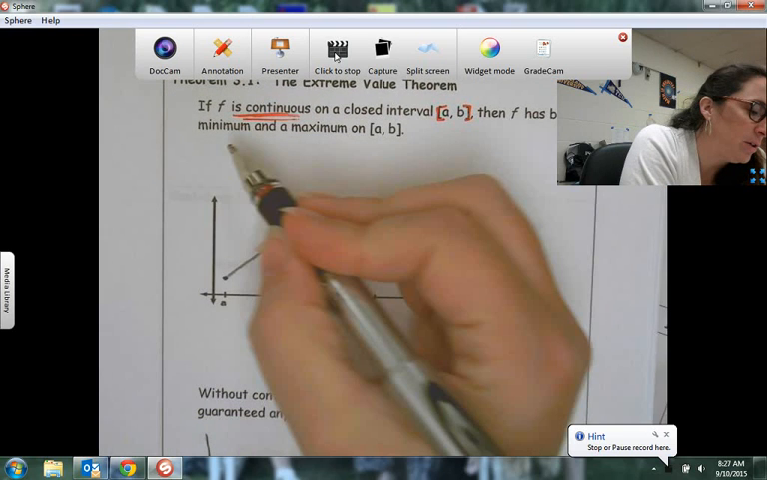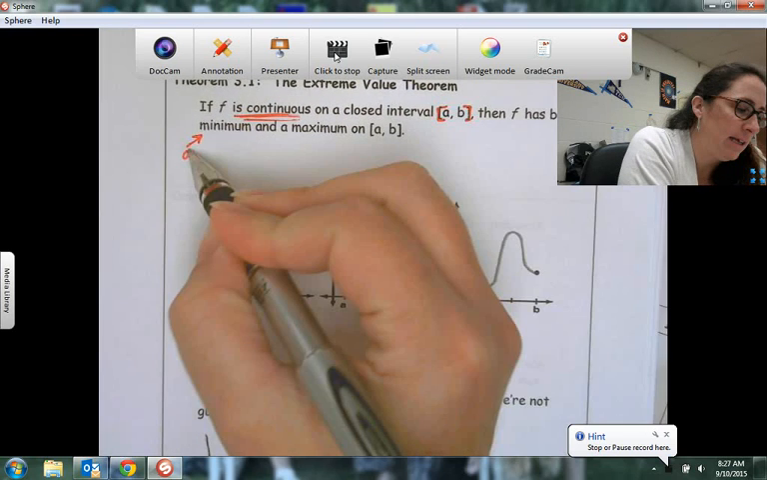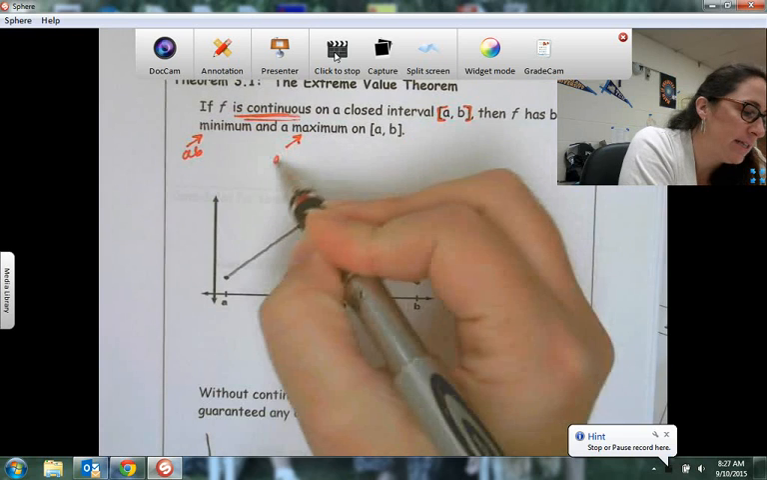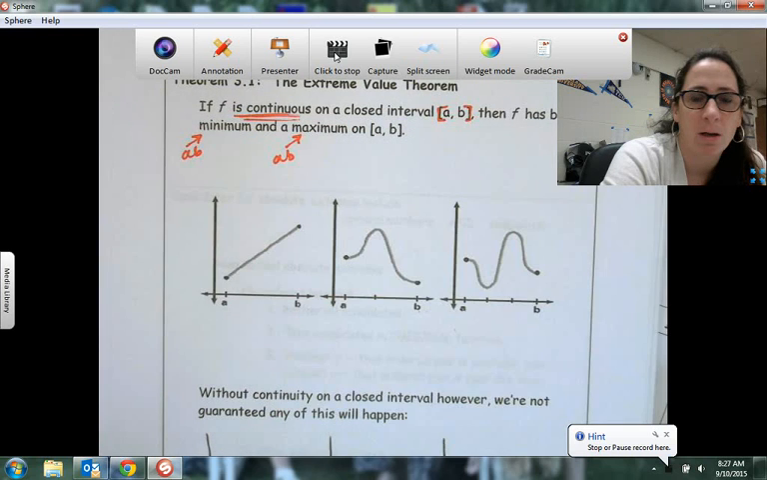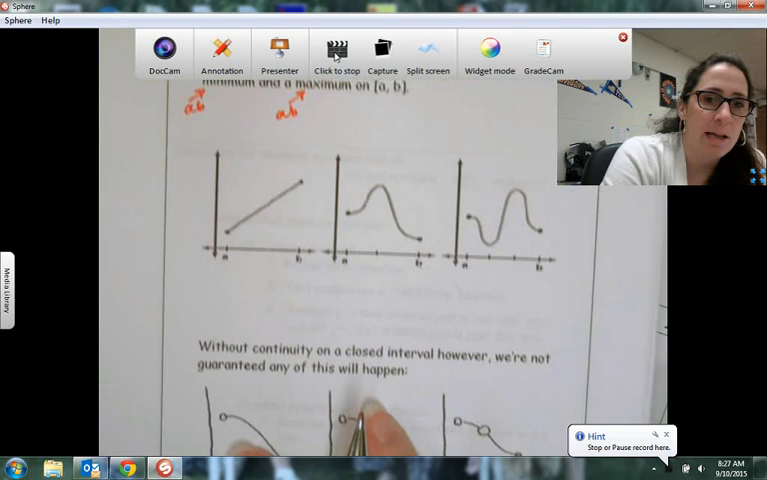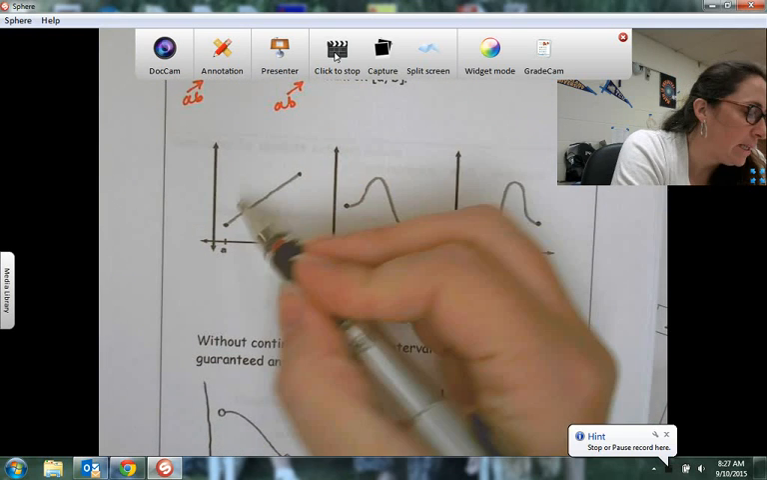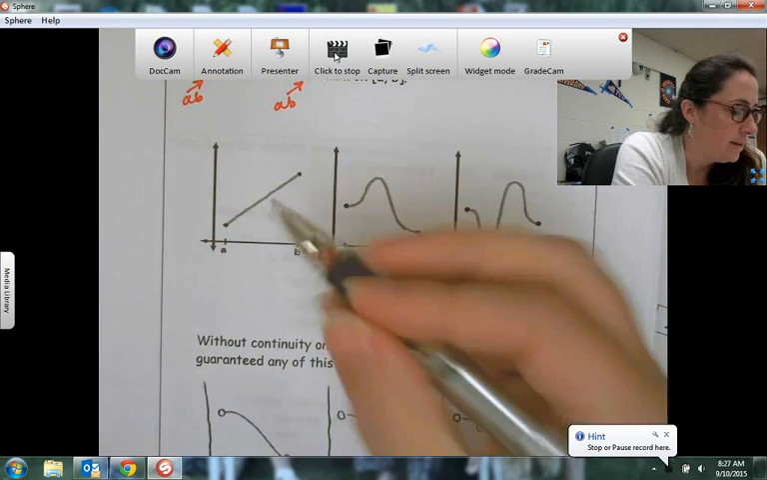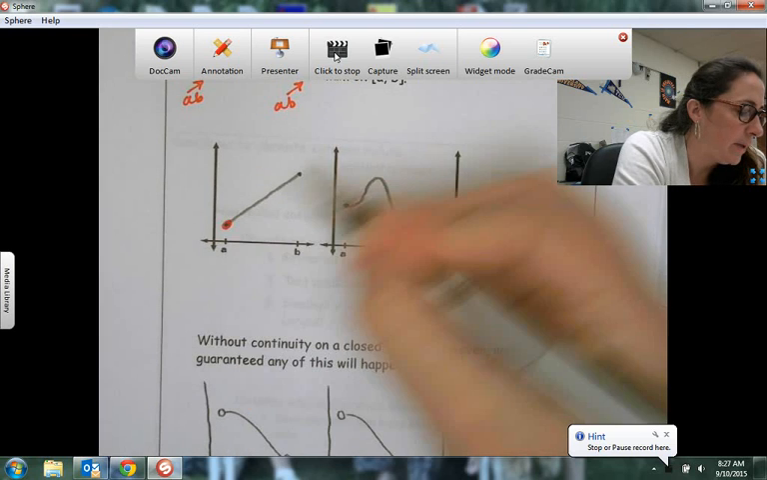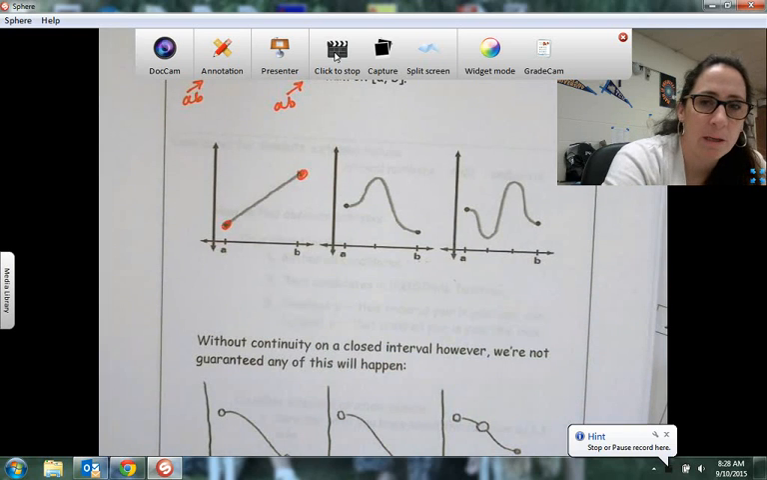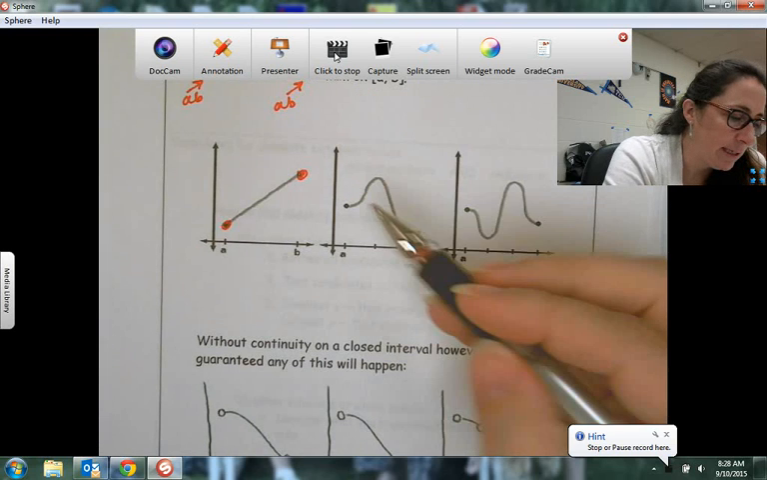So before we were seeing that the absolutes only occurred at humps, right? Back on that other page and all of the max and mins, but now I'm seeing that, hey, maybe they're going to occur at an endpoint. So at the hump or at the endpoint.